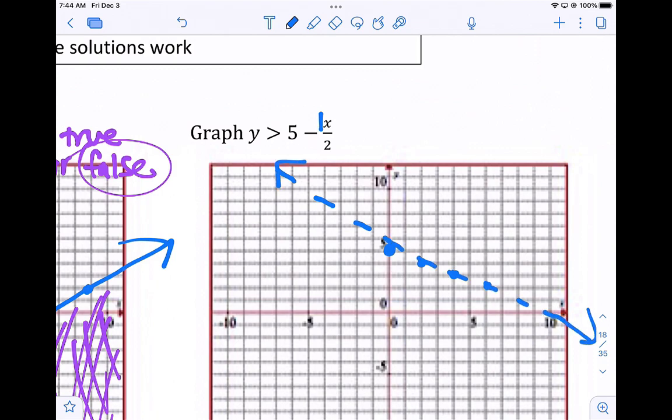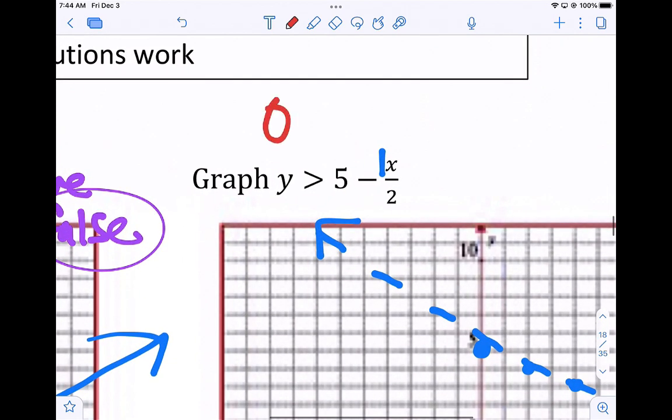All right, so now our answer for y is greater than 5 minus 1x over 2. All the answers are either above or below the line. You pick a point, test, and shade. I'm going to guess that all the answers are above the line because this one is greater. But let's plug in 0, 0 to test.